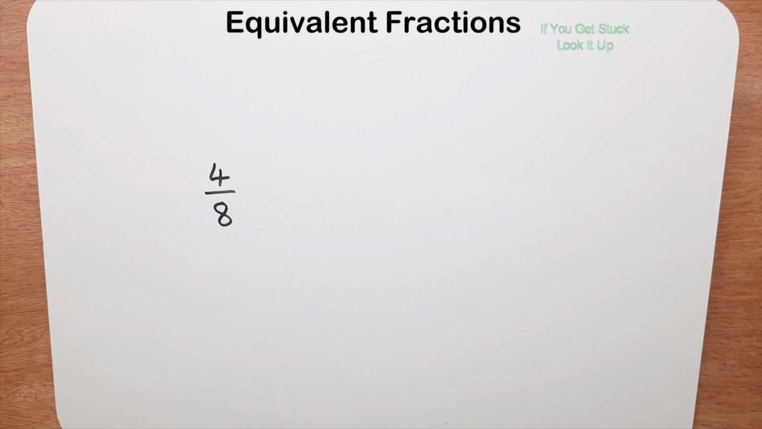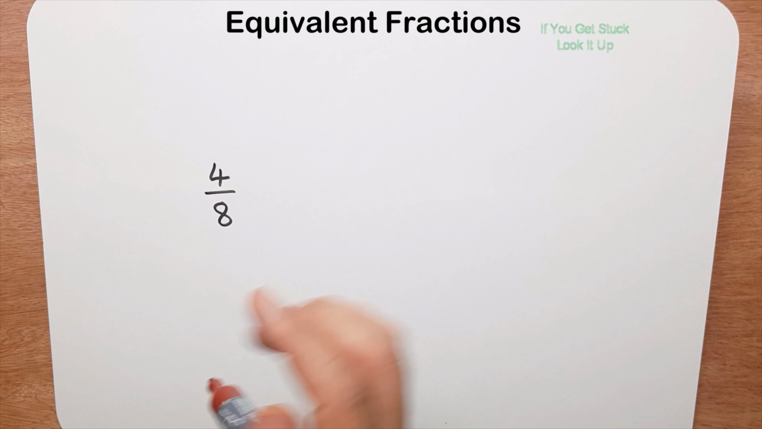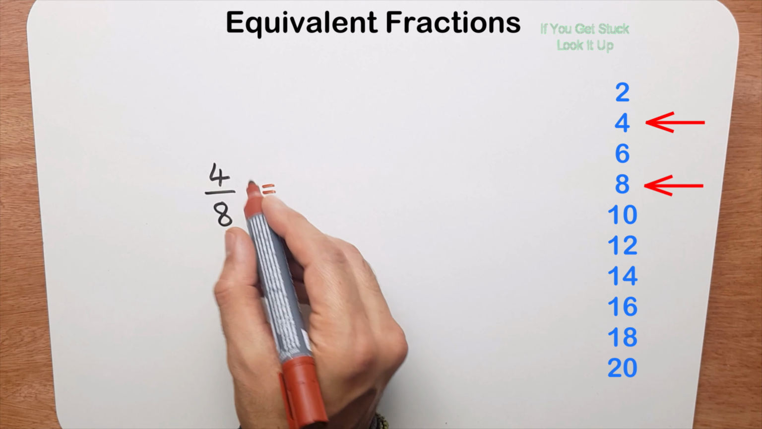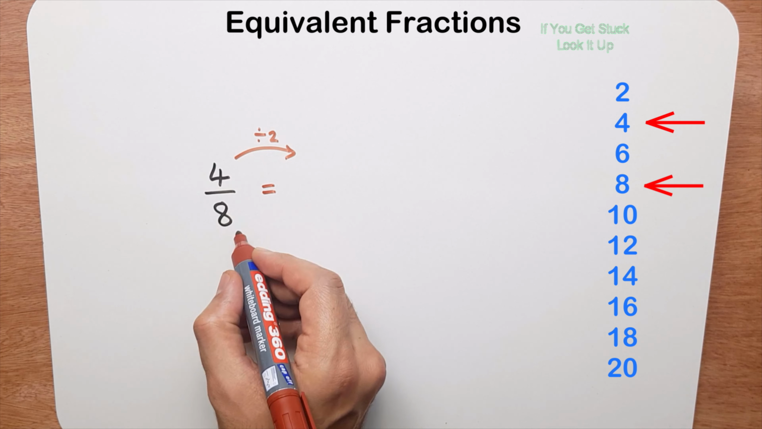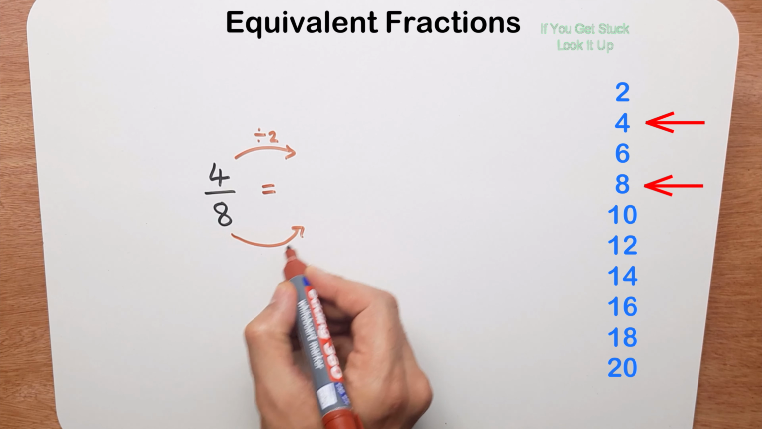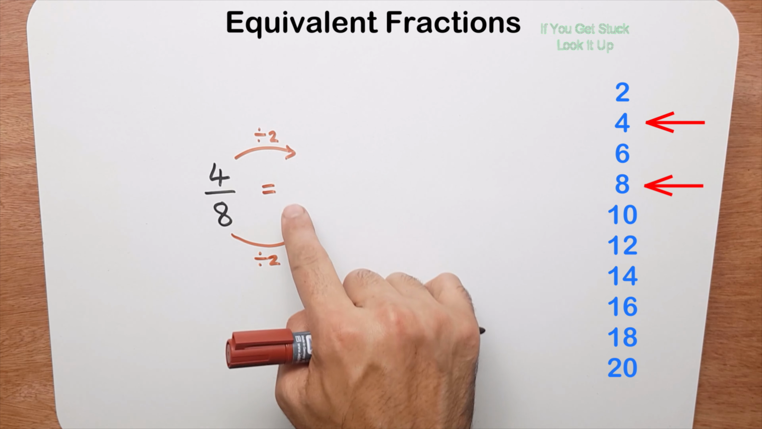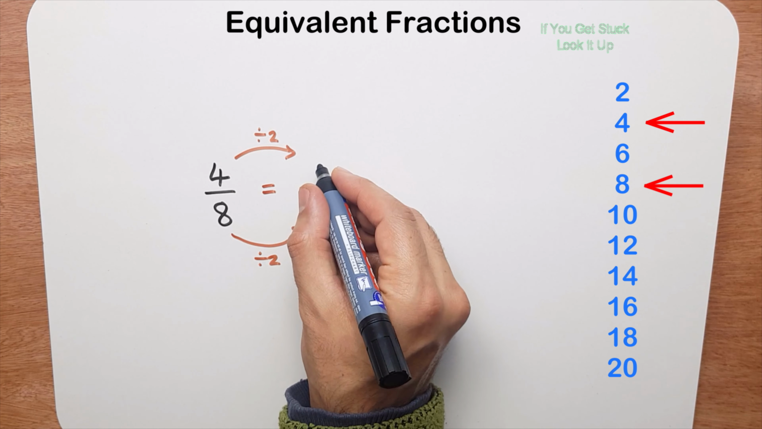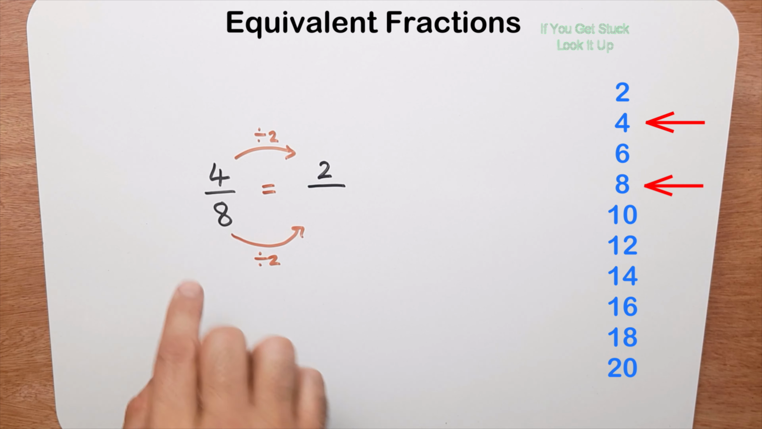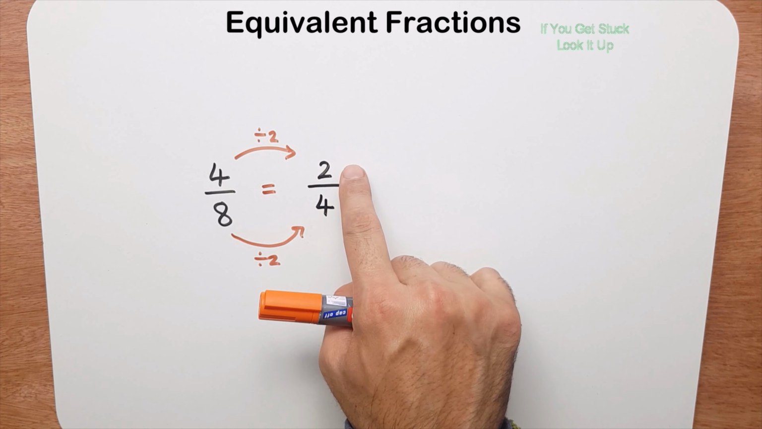4/8. I can see both 4 and 8 are even numbers and they're both in the 2 times table. So I can divide the numerator by 2 and I can divide the denominator by 2. So whatever I do to the top number, I have to do to the bottom number. 4 divided by 2 is 2, and 8 divided by 2 is 4. Now I can take this a step further.